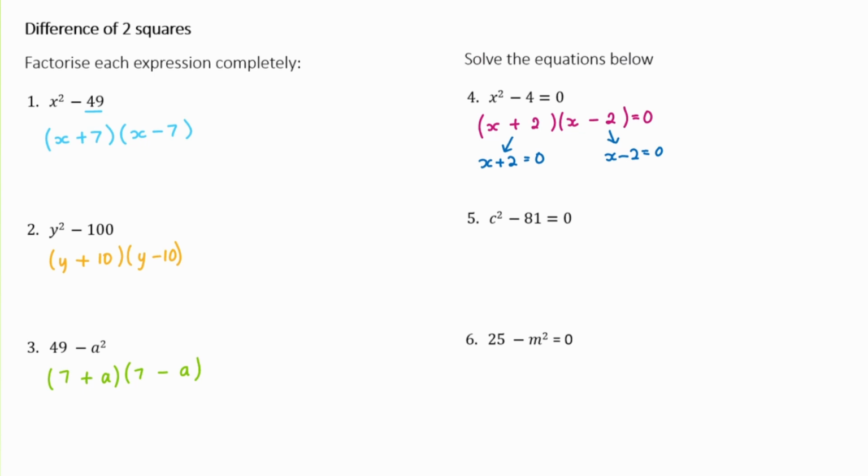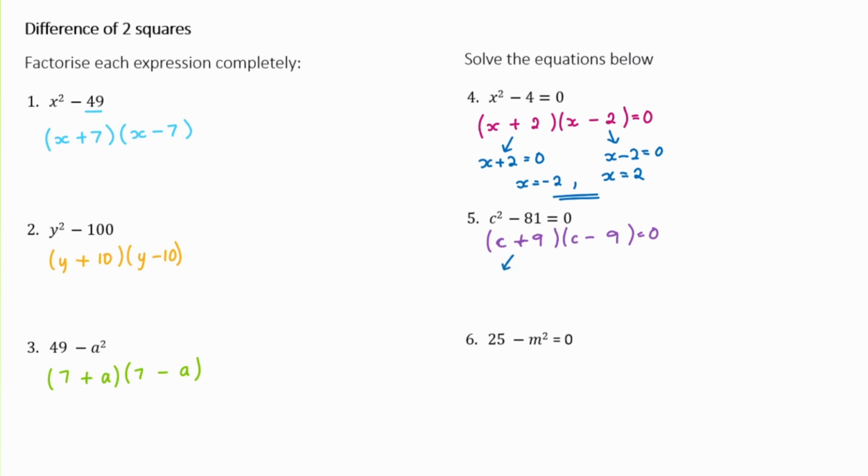So for the first bracket, if x plus 2 is equal to 0, that means x here has to be minus 2. And for the second bracket, if x minus 2 is equal to 0, that means x has to be 2. And these are our two solutions. For number 5, we have c squared minus 81 is equal to 0. So we will put c as the first term of each bracket. And for the first bracket, we will put plus 9. And for the second bracket, we will put minus 9.